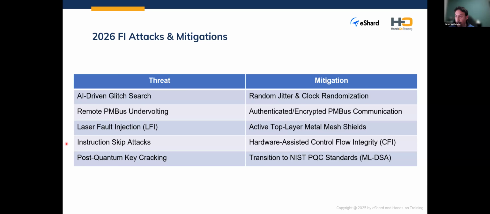And last but not least, which everybody talks about these days, post-quantum key cracking, something that Ishad had in a webinar last month. The idea here is that we know that traditional RSA and ECC are becoming obsolete. However, simply switching to post-quantum cryptography is not enough, because the PQC algorithms like ML-DSA are mathematically complex and highly sensitive to fault injection during the signing process.